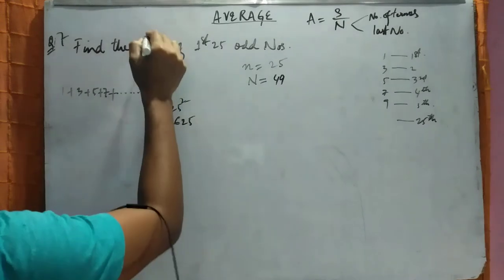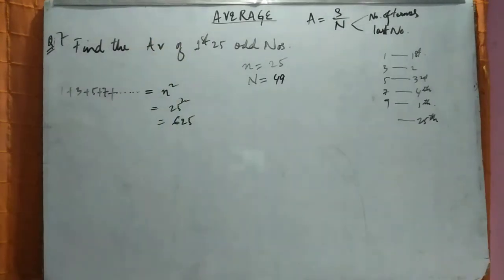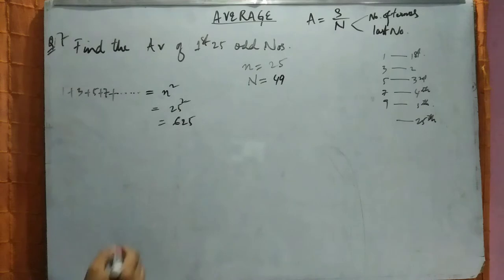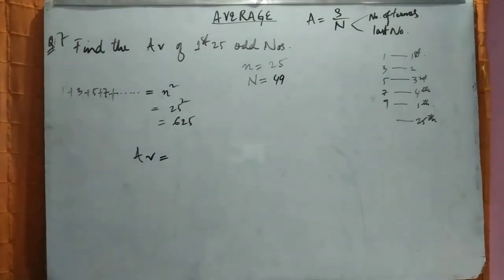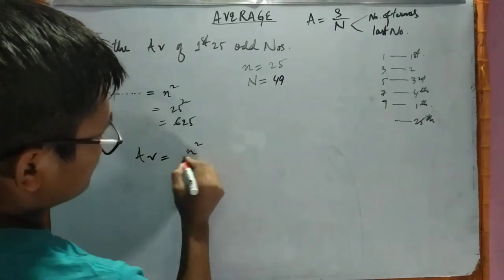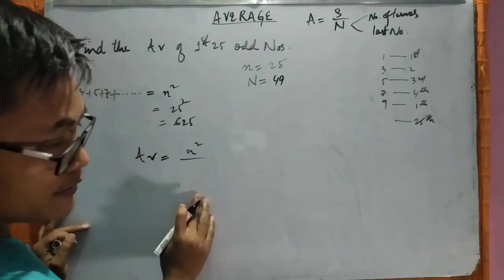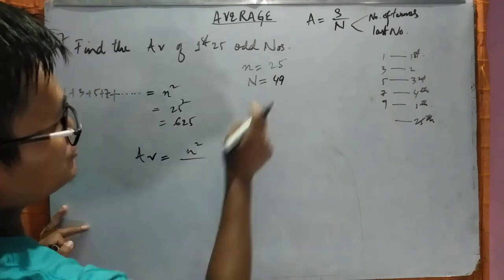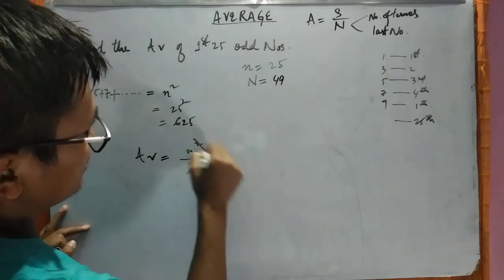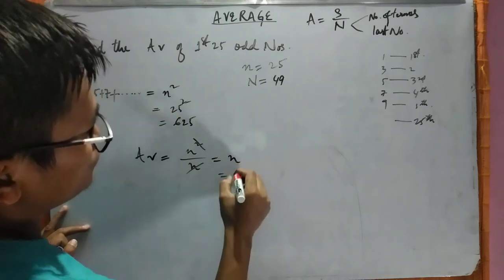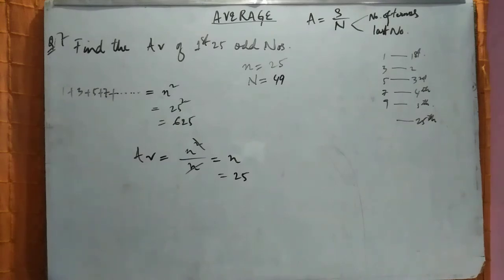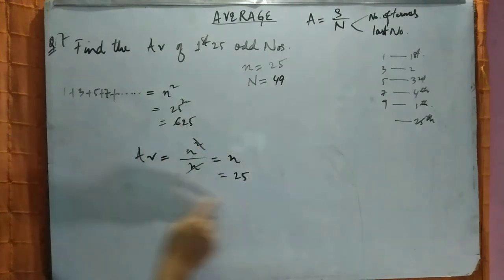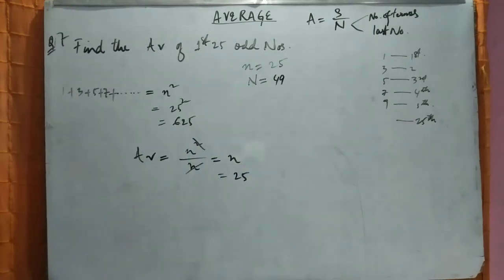Next question: find the average. The average formula is the sum divided by the number of terms, N. Cancelling with 25, the average is 25.